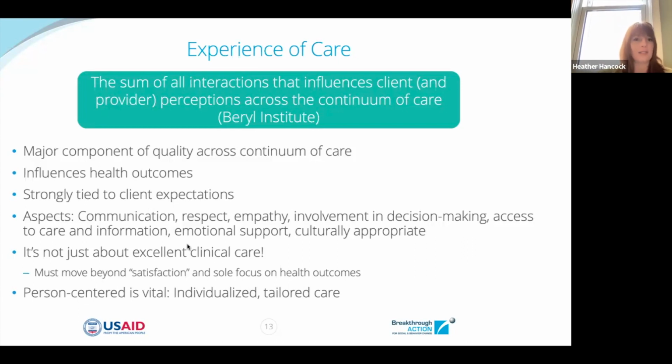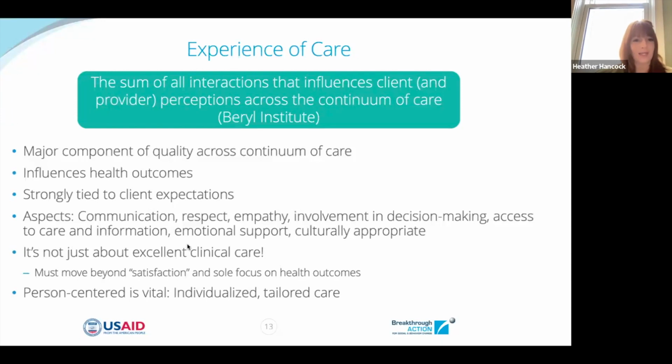And in talking to the mothers, they said, of course, we want to have a healthy, safe baby, but we also care about these other things. We care about being treated with respect and kindness, and we want to know our options and all of these pieces. And so all of that is important in terms of experience of care, not just the ultimate health outcome.